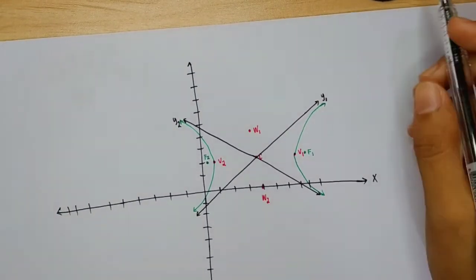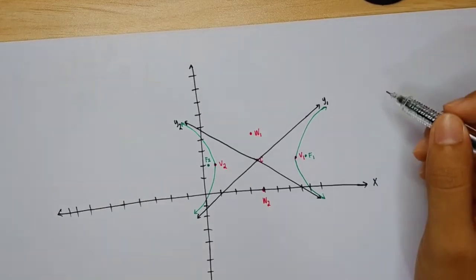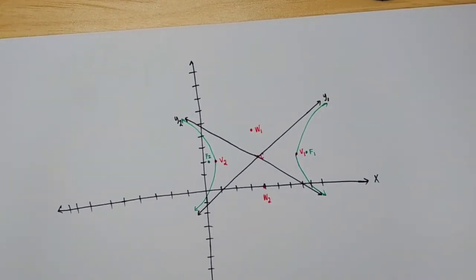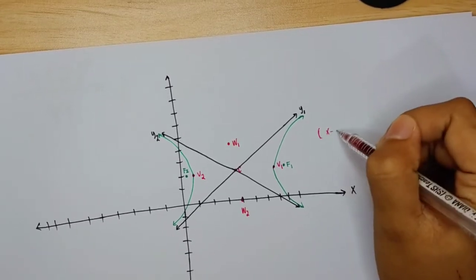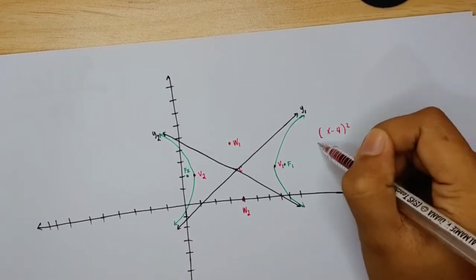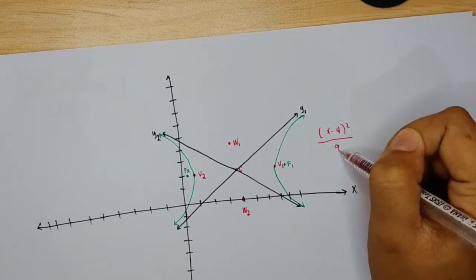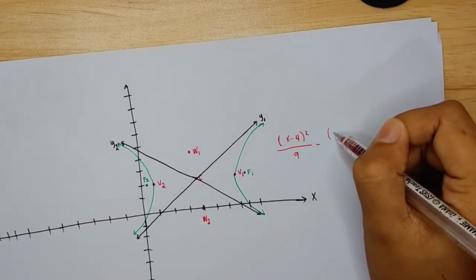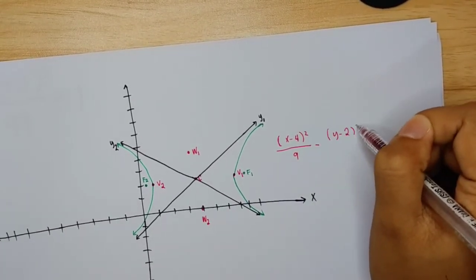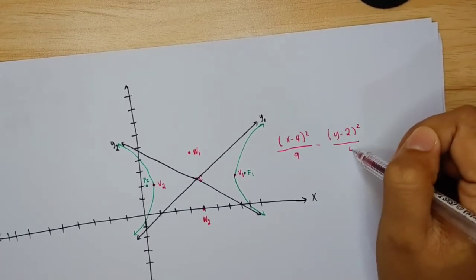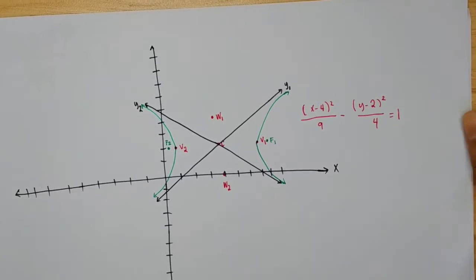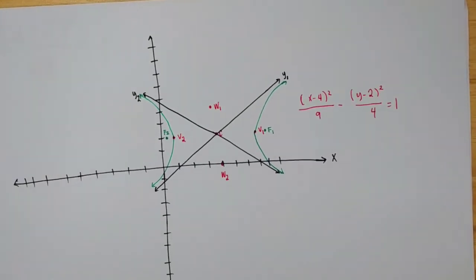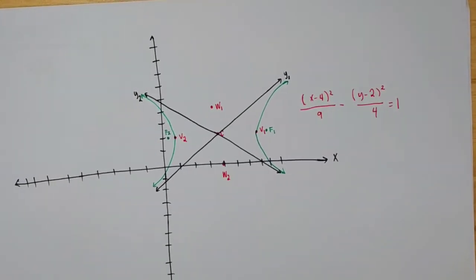So, yan yung representation ng graph ng hyperbola natin. So, ilagay natin tong name ng graph ng hyperbola natin. This is (x minus 4) quantity squared all over 9 minus (y minus 2) quantity squared all over 4 is equal to 1. So, ito yung first graph natin. Okay? Proceed tayo sa next.